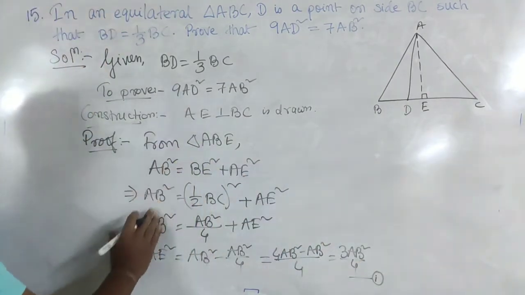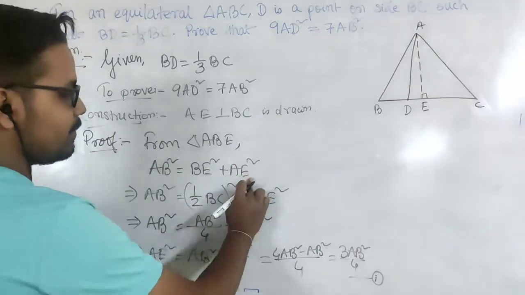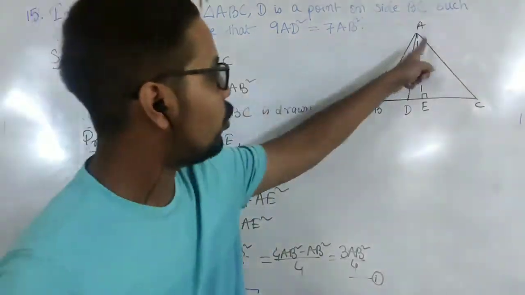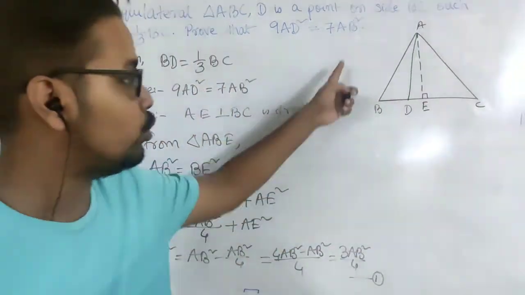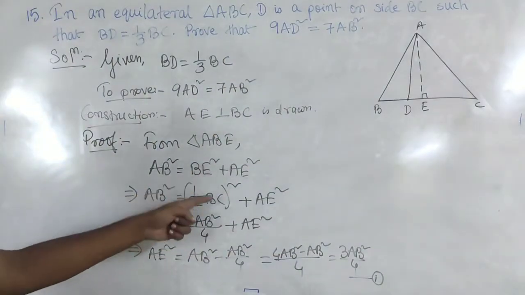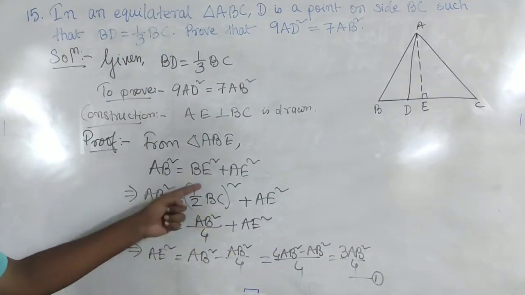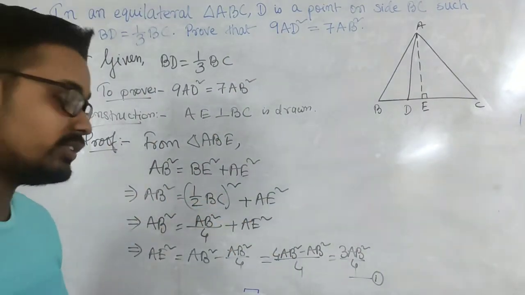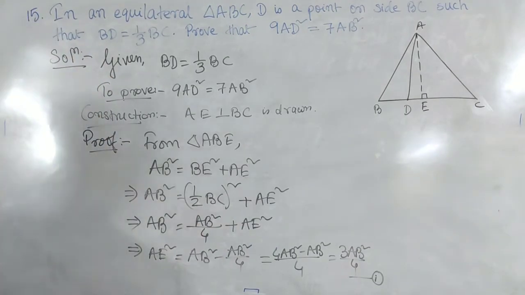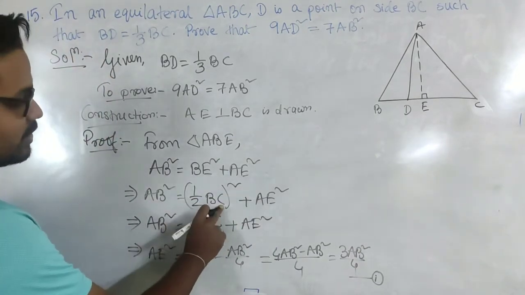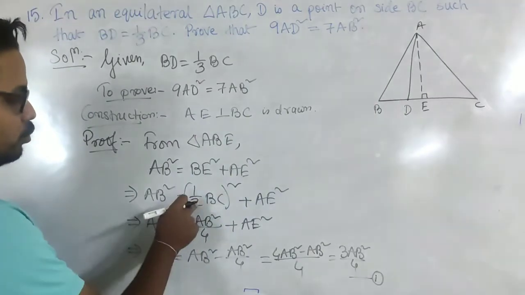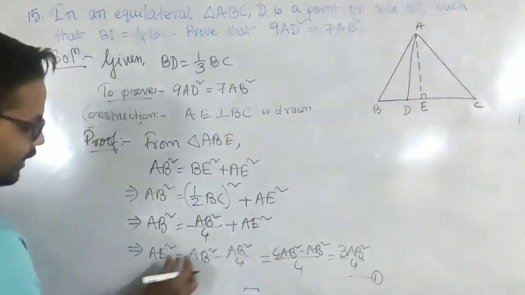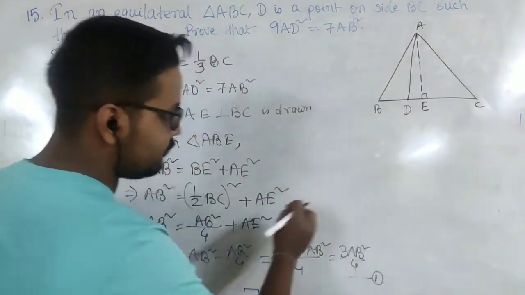We have applied Pythagoras theorem. We found AB square is equal to BE square plus AE square. Since AE is the altitude, it is also the median, as it is an equilateral triangle. So we have written BE as half of BC, and BC and AB are equal because these are two sides of the same equilateral triangle. We have got AB squared, meaning in place of BC we have written AB, so it will be AB squared, and 2 square will be 4. Then we tried to find the value of AE square, and we got this value.